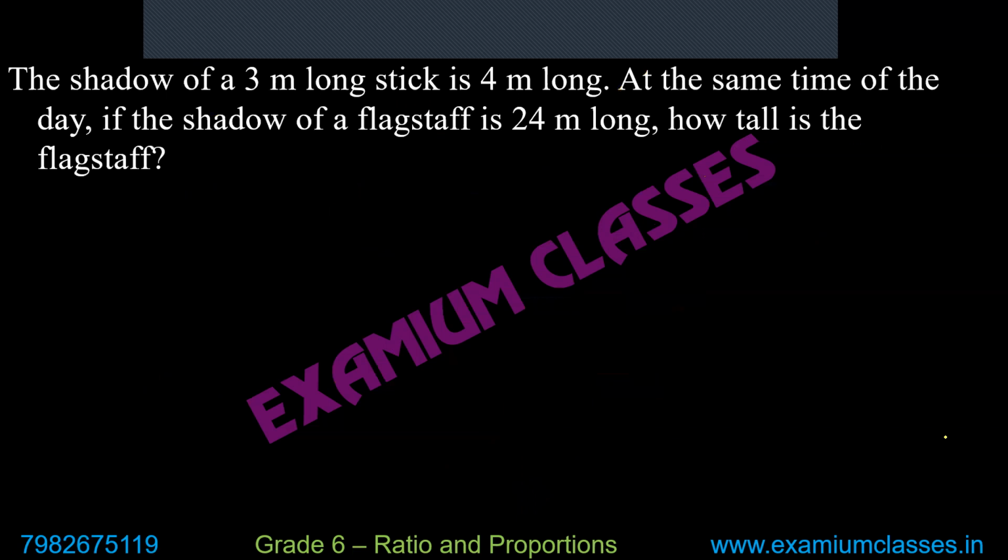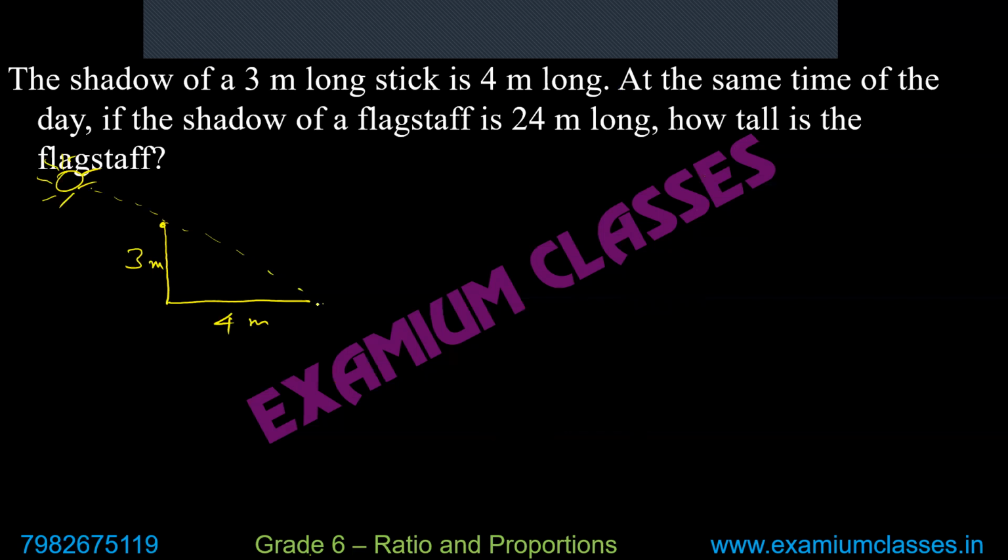Next one. The shadow of a 3 meter long stick is 4 meter long. So we have 3 meter long stick and its shadow is 4 meters. Obviously, sun will be somewhere here or any light source. So due to that, the shadow will be like this.